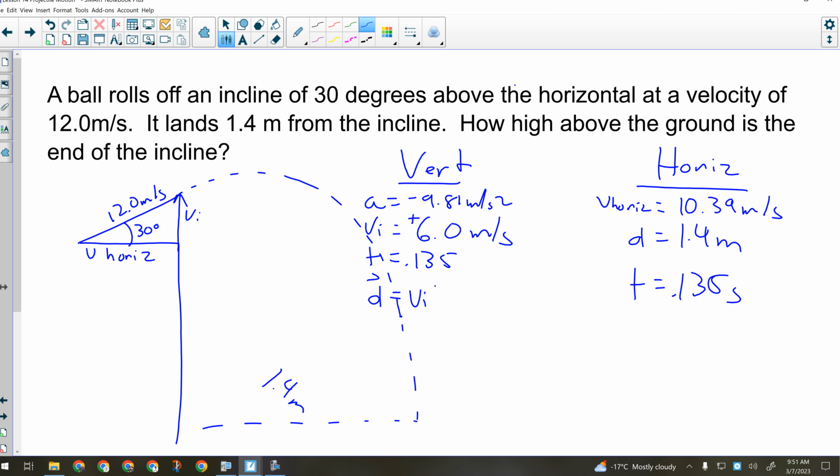Well, D equals VI times T plus 1/2 AT squared, and I have all of that information. And this time I want to use the whole time when I use this formula. So I'm just going to plug in my numbers. 6 times 0.135 plus 1/2 times negative 9.81 times 0.135 squared.